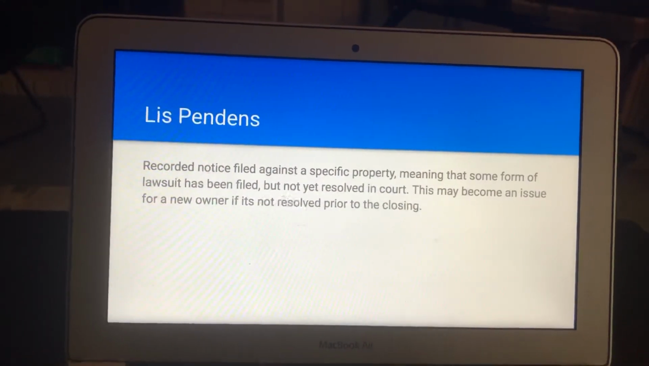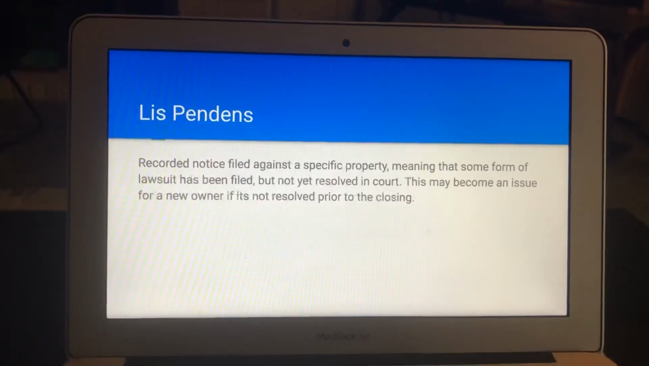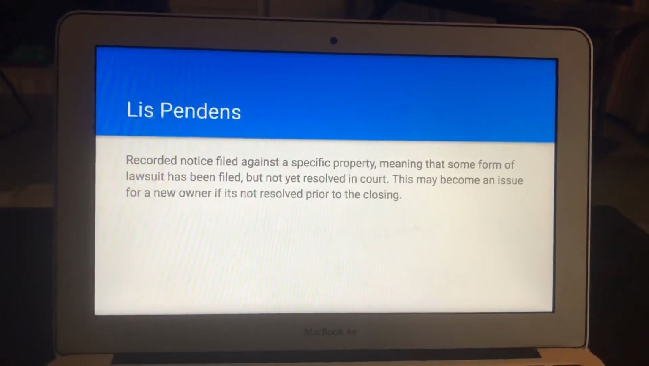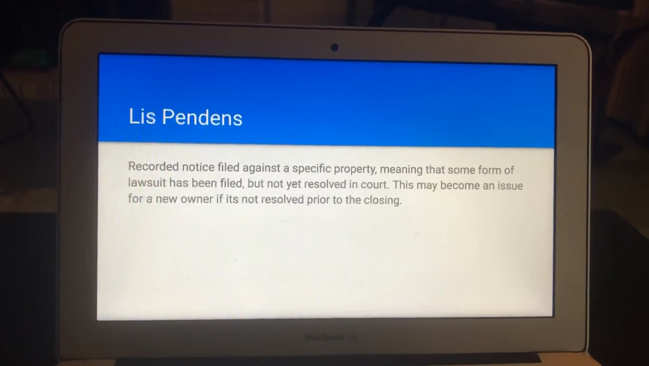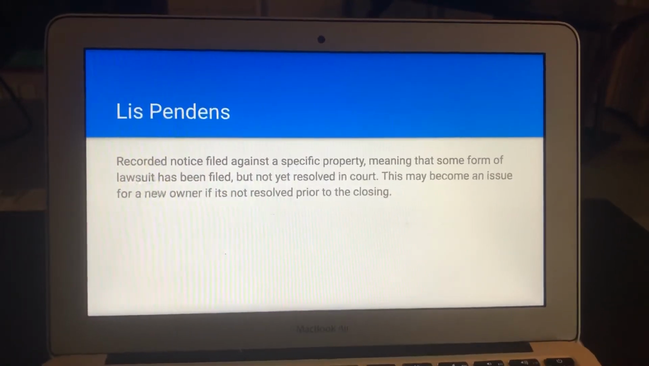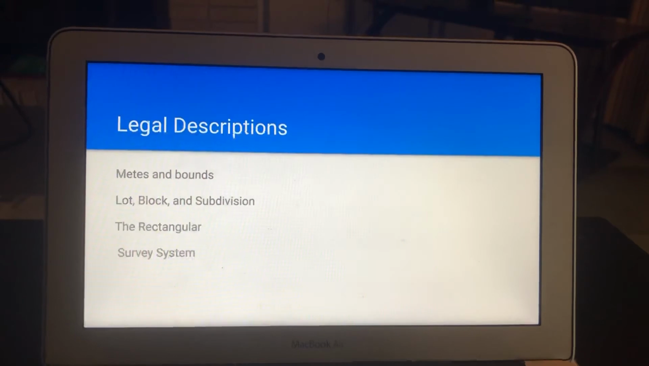Lis pendens. Lis pendens is a recorded notice filed against a specific property, meaning that some form of lawsuit has been filed but not yet resolved in court. This may become an issue for a new owner if it is not resolved prior to the closing.